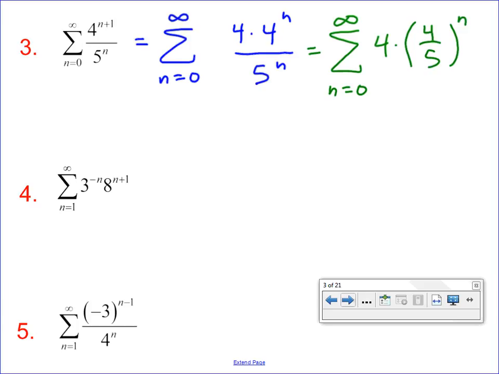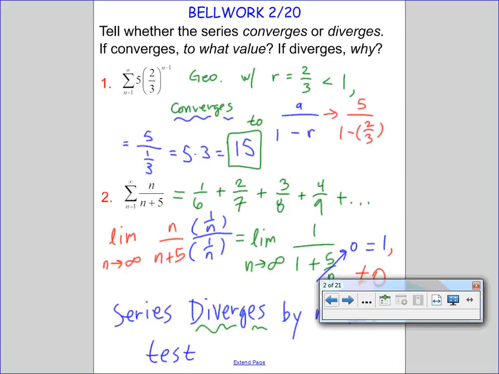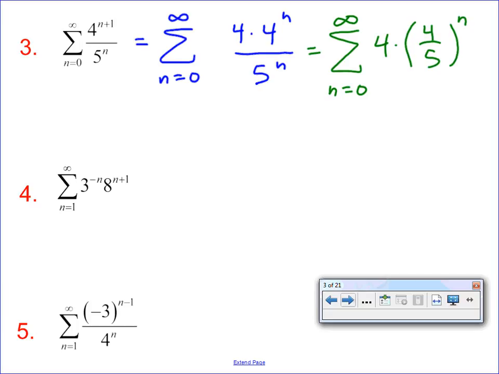So you see, we've rewritten my original so that now, number 1 and number 3 are like the same. So what do we say? Oh, this looks like a geometric series with r equals 4/5, which is less than 1. So the series converges to first term over 1 minus r. So let's do it. So we'll say geometric series with r equals 4/5.